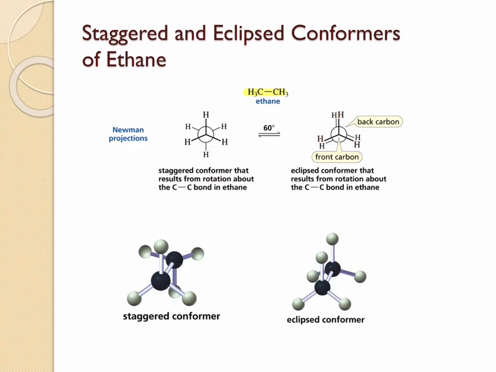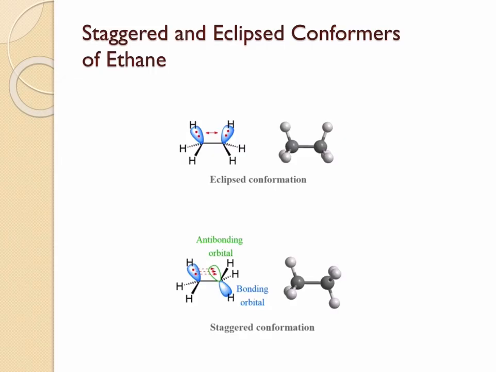And we can convert the staggered conformation into an eclipsed conformation by rotating about the carbon-carbon single bond by an angle of 60 degrees. In general, the staggered conformation is more stable than the eclipsed conformation, and the energy difference between them is 12 kilojoules per mole. What is the reason why the staggered conformation is more stable than the eclipsed conformation of ethane?